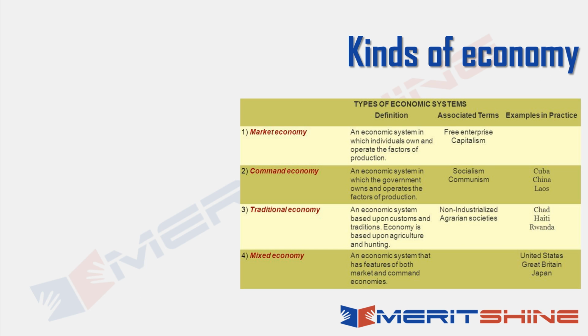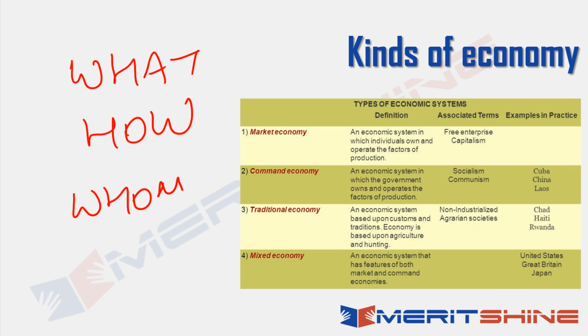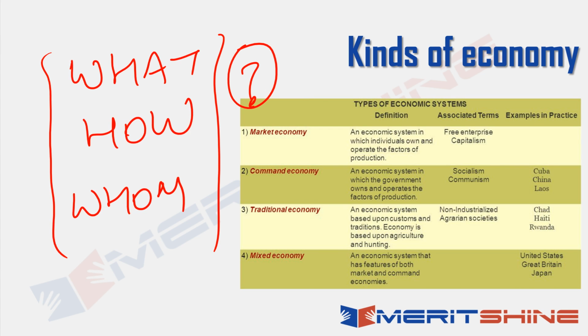Now what we have here is kinds of economies. Based on all this, you have different economies. Now what exactly are the economic decisions? You would have learnt about what to produce, how to produce, and for whom to produce. So these are three big economic questions that an economy generally takes. Based on what the answer is and who is making this decision, an economy can be classified on this basis.